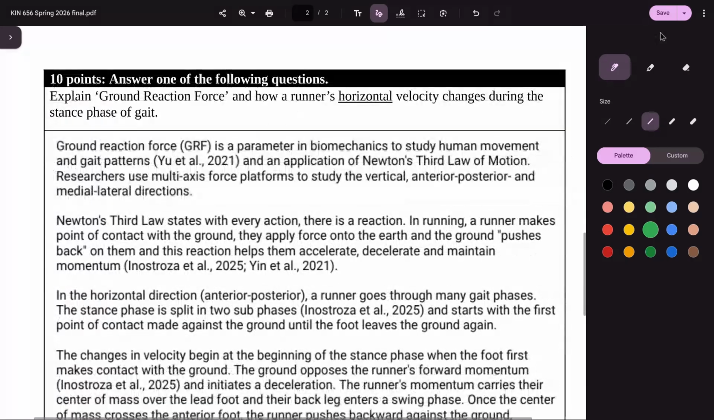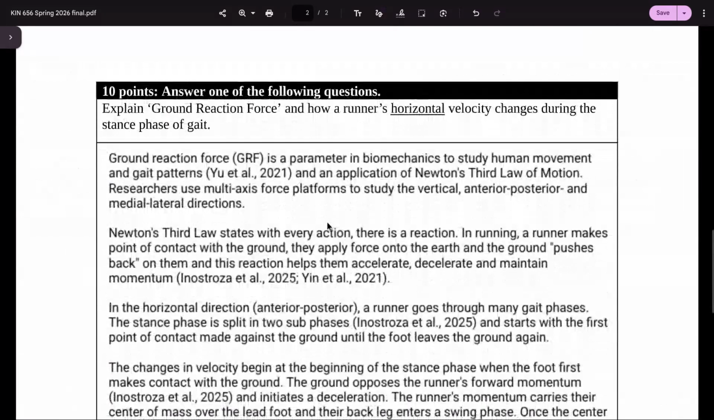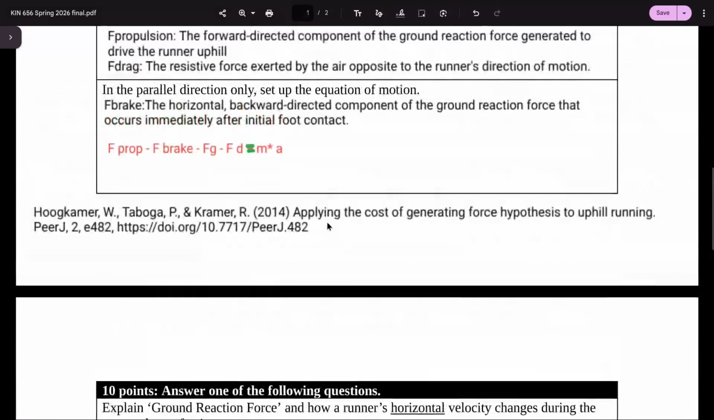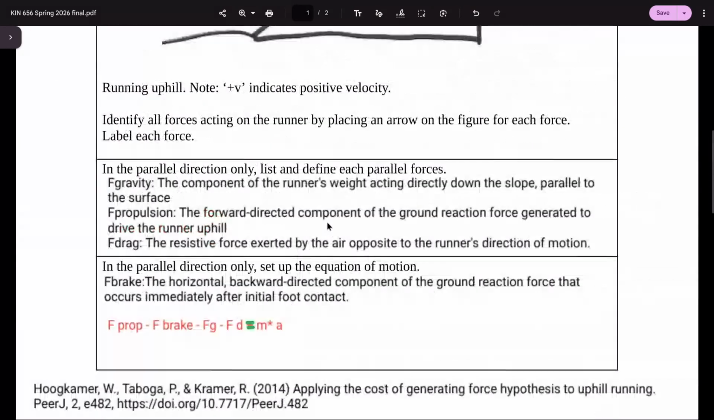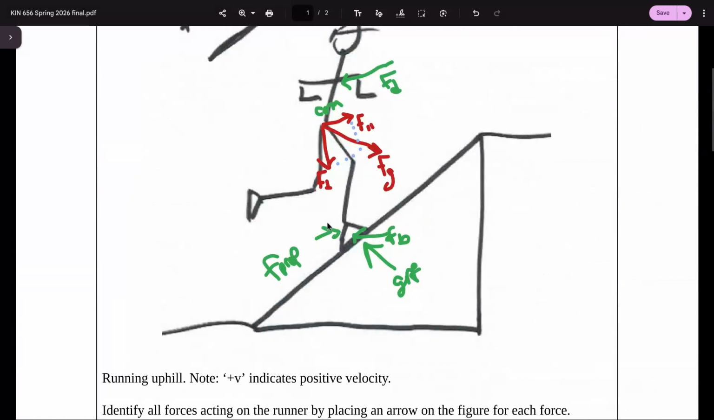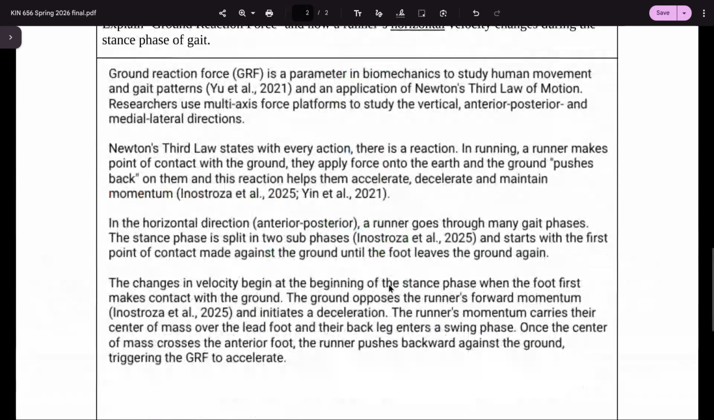And so how does this thus help explain our next thing? Well, ground reaction forces, as I mentioned earlier, is essentially an application of Newton's third law of motion. So once that runner pushes against the ground, the ground will act back and push the runner. It's also used as a parameter in biomechanics to study human movement and gait patterns.